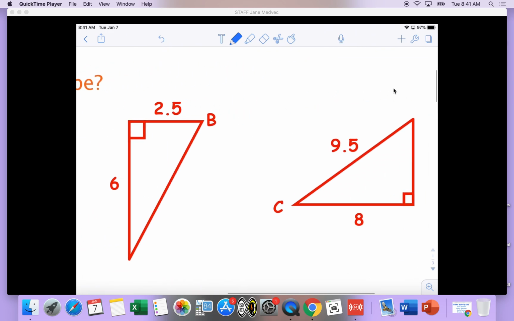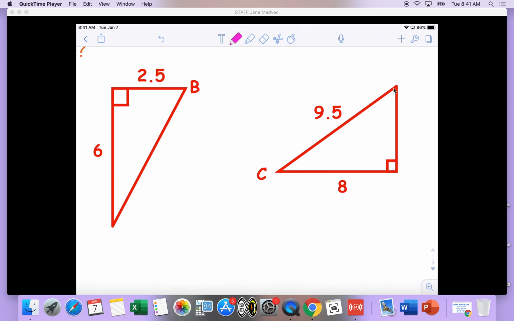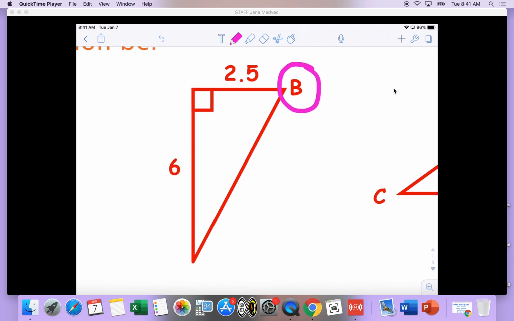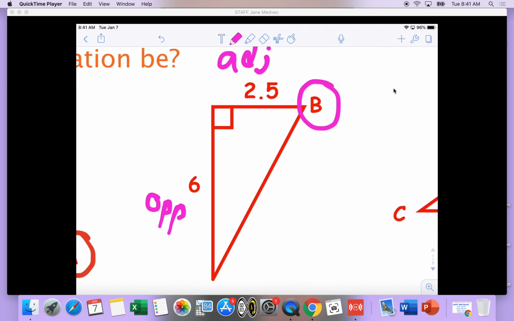All right, let's go to the next one. On this one, we're looking at B. How is 6 in relation to B? It's the opposite. Very good. How is 2.5 in comparison to B? It's adjacent. Are there any questions on why those are what they are?